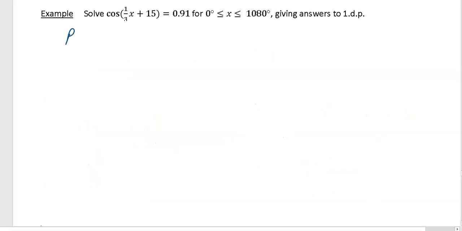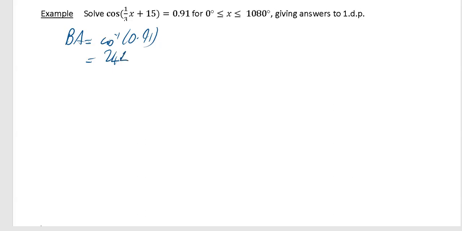Okay, our last example, we had to solve cos of brackets 1/3 x plus 15 is equal to 0.91. First step is your basic angle, cos to the minus 1 of 0.91, and that is going to be equal to 24. Let's just check that, sorry, shift cos to the minus 1 of 0.91 is equal to 24.495. It's going to be 3 decimal places, and then we'll have a look at what's going on here.